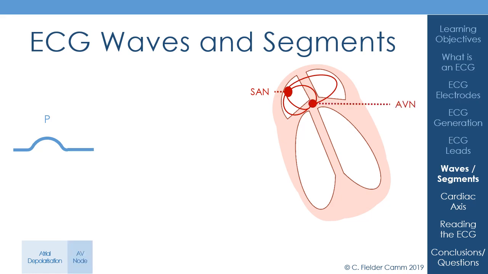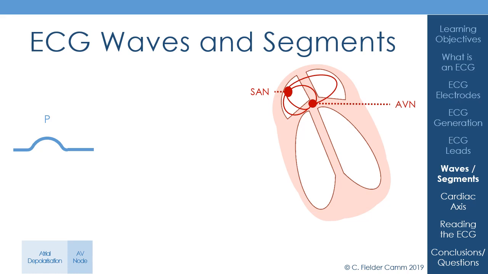The signal then reaches the AV node, the atrioventricular node, and one of the major functions of the AV node is to hold that signal, which allows time for the atria to contract to help fill the ventricles before the ventricles depolarize and contract themselves.